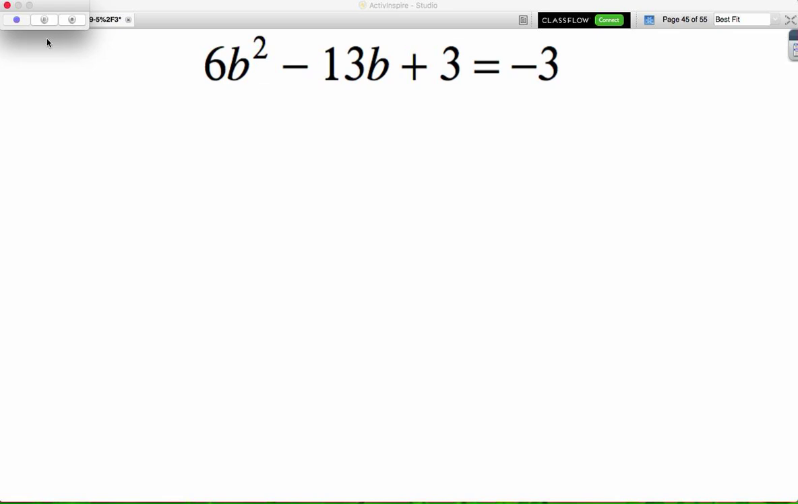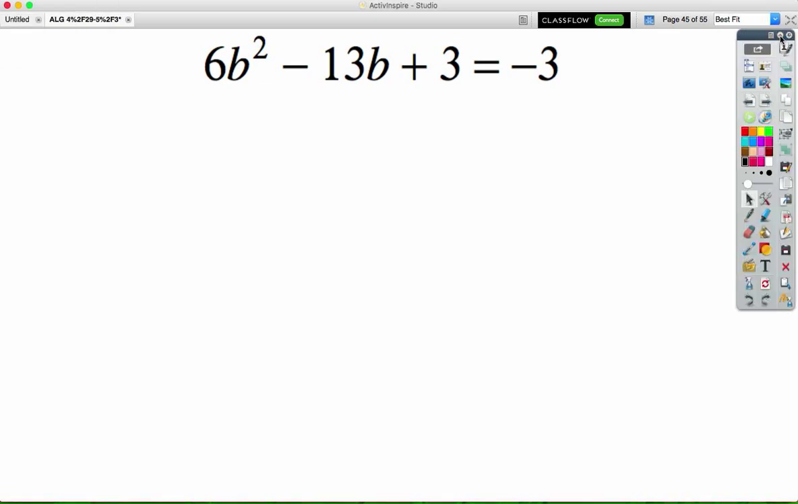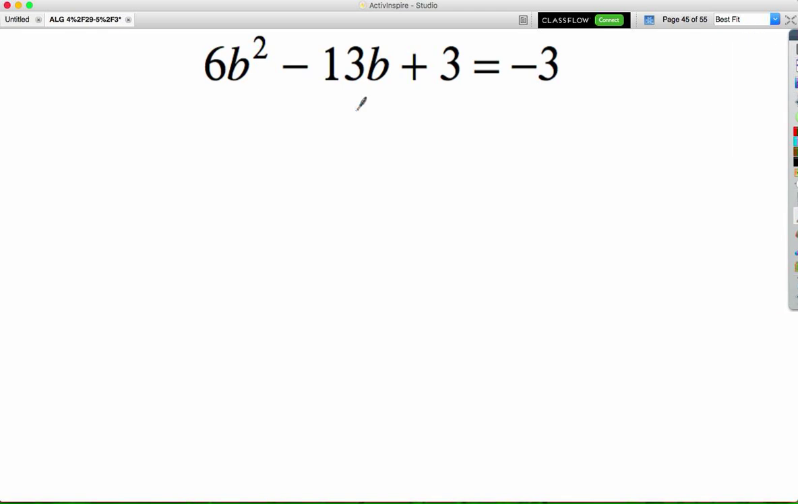All right, so first thing, we needed to move that -3 over and set the whole thing equal to 0. That would give us 6b squared minus 13b plus 6 equals 0. From here, there are 2 different methods. There's guess and check, where you go ahead and set up your 2 binomials and see what 2 numbers multiply to give me the front, what 2 numbers multiply to give me the back, but when I multiply it back out, will still give me that middle.